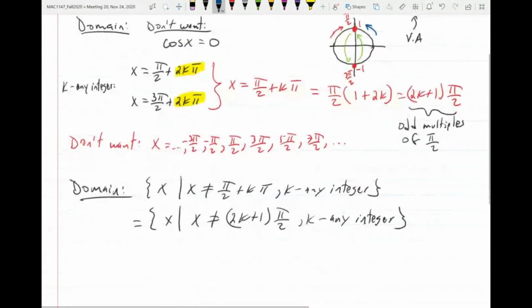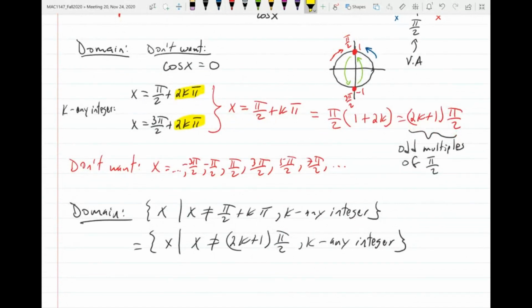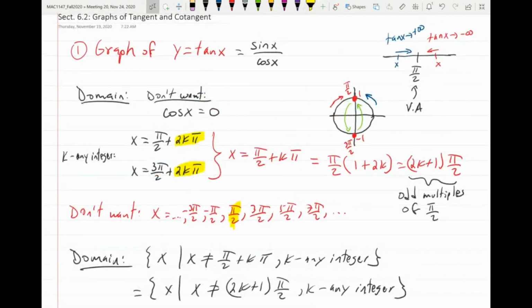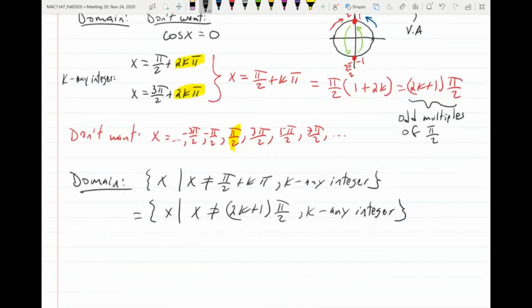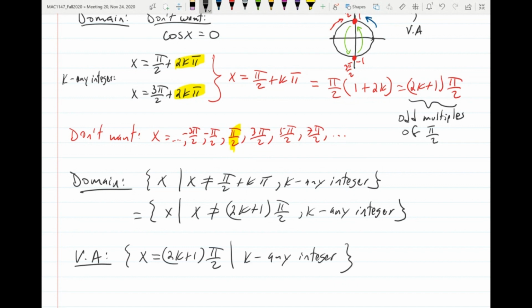Okay? And notice that pi over 2 was just one of these guys. So at every one of these points where we figured out that cosine is 0, this behavior is going to be happening. So the graph of tangent is going to have infinitely many vertical asymptotes. So the vertical asymptotes for the tangent function are the collection of all x of the form 2k plus 1 times pi over 2, where k is any integer. So infinitely many vertical asymptotes, and they all happen at odd multiples of pi over 2.